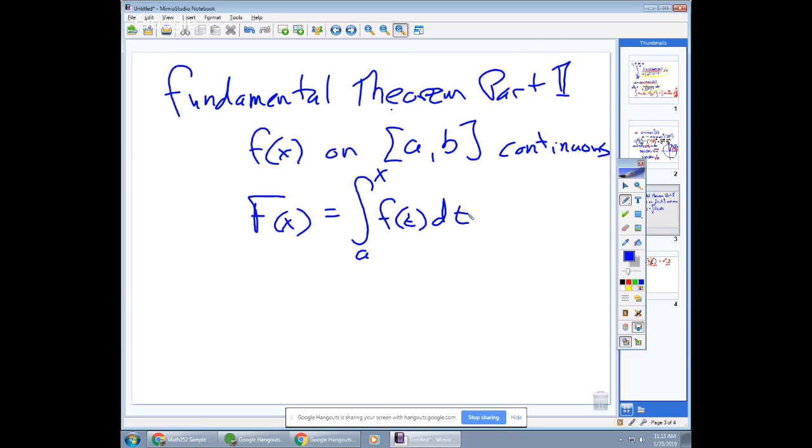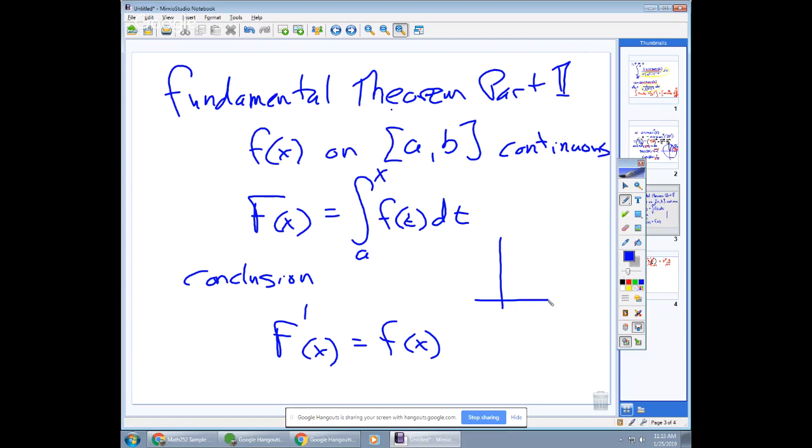Okay, so that's the premise. The conclusion of part 1 says that if you take the derivative of this area function, capital F, you get the boundary function, little f. So the rate of change of the area is the top curve, is what that says. So if I draw a picture of that, A, B, that's little f right there. If that's x, then, oops.